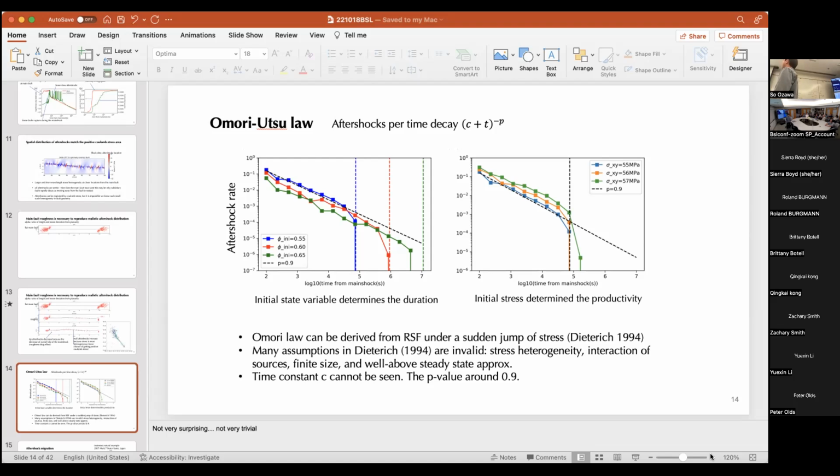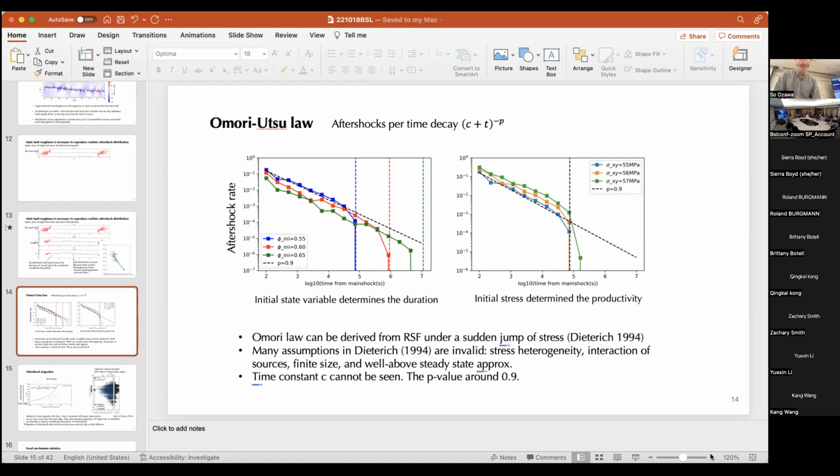Their paper also says that the time constant c depends on frictional parameters and stress. But in our simulation, we cannot see that time constant, the time taken to initiate the power law decay. So this is one difference between our result and the detailed theory. The p-value is 0.9 for most simulations.